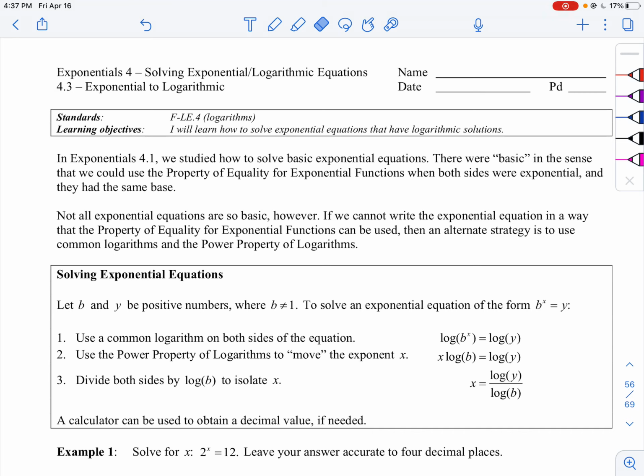Today's lesson is exponential to log. So we are going to learn how to solve exponential equations that have log solutions.